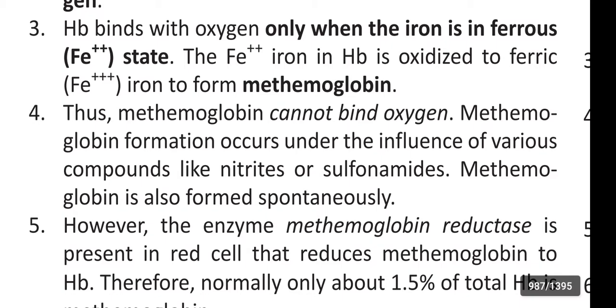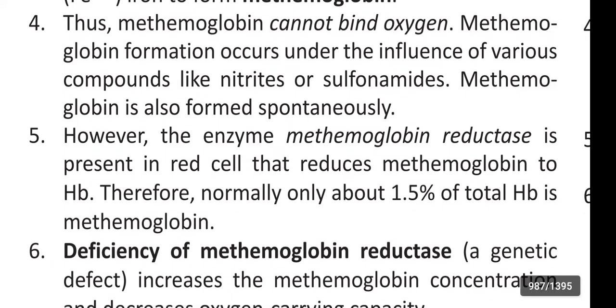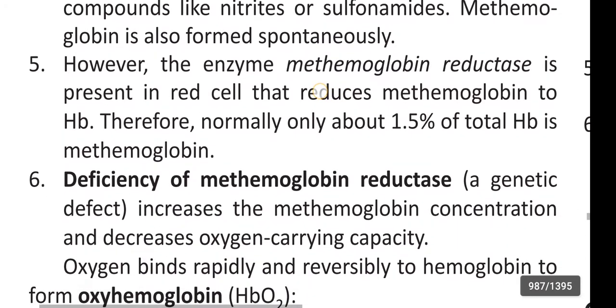Methemoglobin formation occurs under the influence of various compounds like nitrites or sulfonamides. Methemoglobin is also formed spontaneously. However, the enzyme methemoglobin reductase is present in red cells that reduces methemoglobin to hemoglobin. Therefore, normally only about 1.5% of total hemoglobin is methemoglobin.